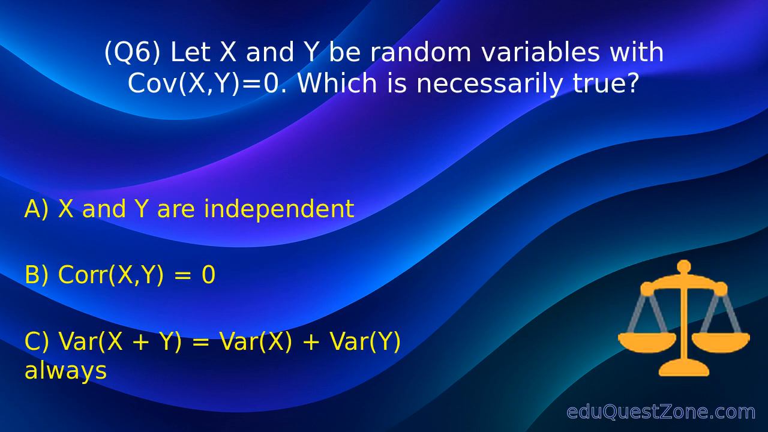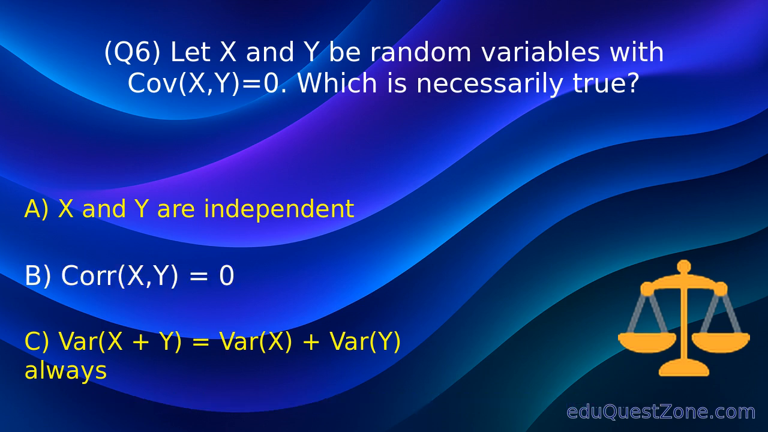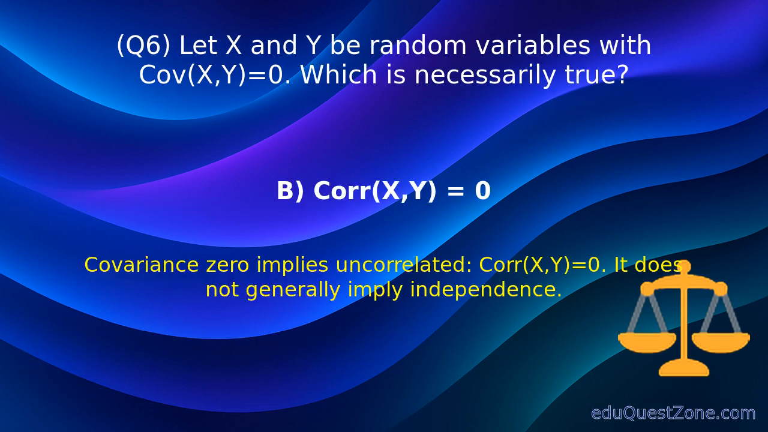Question 6. Let X and Y be random variables with covariance 0. Which is necessarily true? Option B: correlation equals 0. Zero covariance means X and Y are uncorrelated, but not necessarily independent.